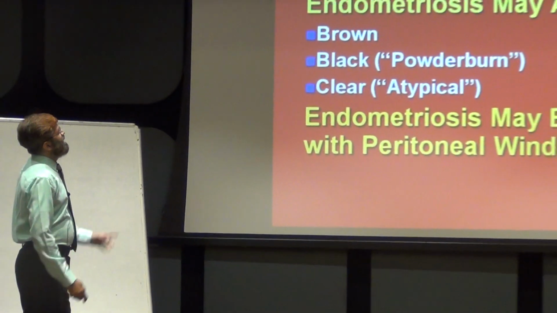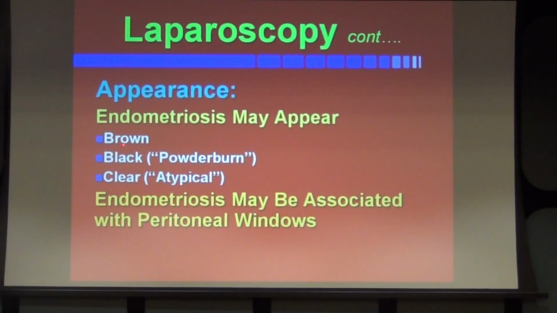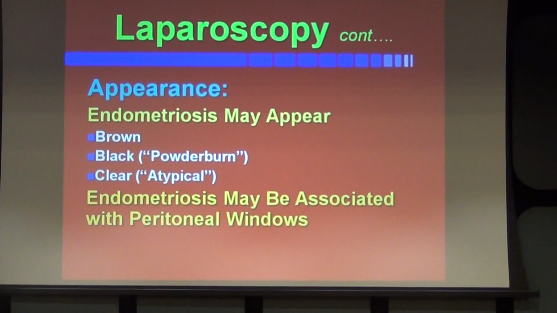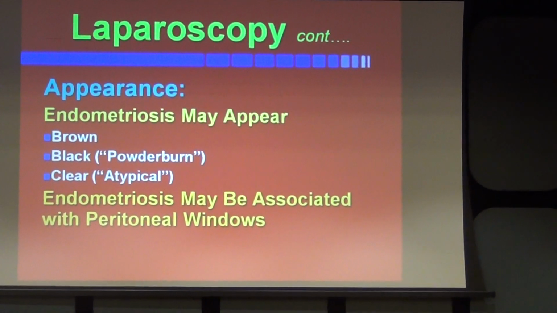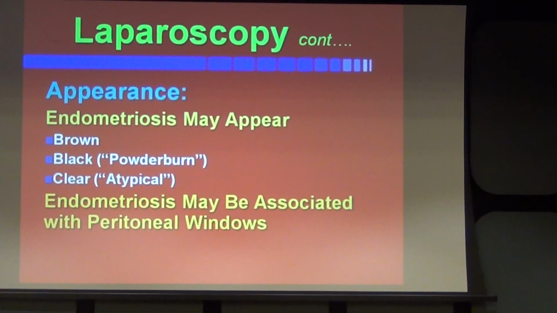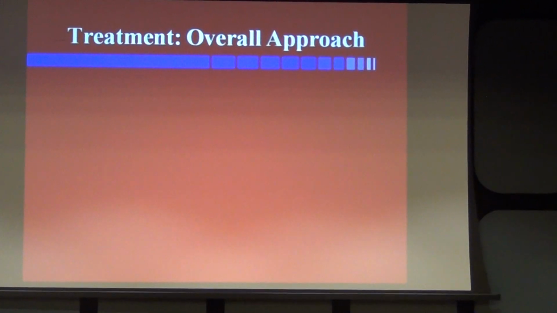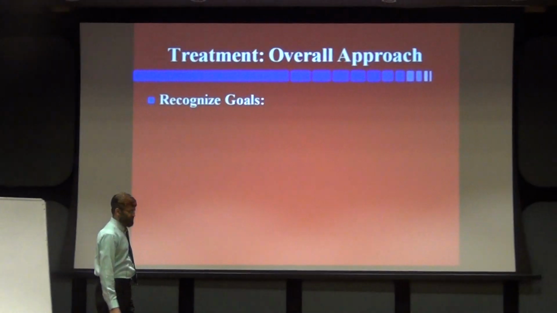Next, on laparoscopy, the appearance will be, as we already gave the word, that endometriosis may appear brown, black like powder burn, or maybe clear, atypical, and endometriosis may be associated with peritoneal windows. The treatment, if you go for the overall approach of treatment for endometriosis, is simple: recognize the goals. Now what do you mean by recognizing the goals?